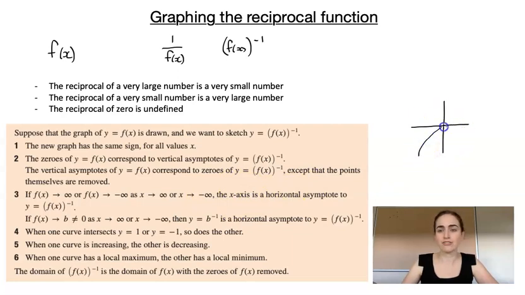That might look like our original function being a cubic, for example, where x gets large, y gets large, or x gets large in the negative direction, y gets large in the negative direction. Then in our reciprocal, the x-axis will be a horizontal asymptote. When one curve intersects at 1 or minus 1, then the other one will as well, because if you divide 1 by 1 or minus 1, it'll just give you the same answer. When one curve is increasing, the other one is decreasing. And when one curve has a local maximum, the other has a local minimum. So that's when it comes to a peak: it has a local maximum, and the other one will have a local minimum. All right, so let's have a look at some examples.